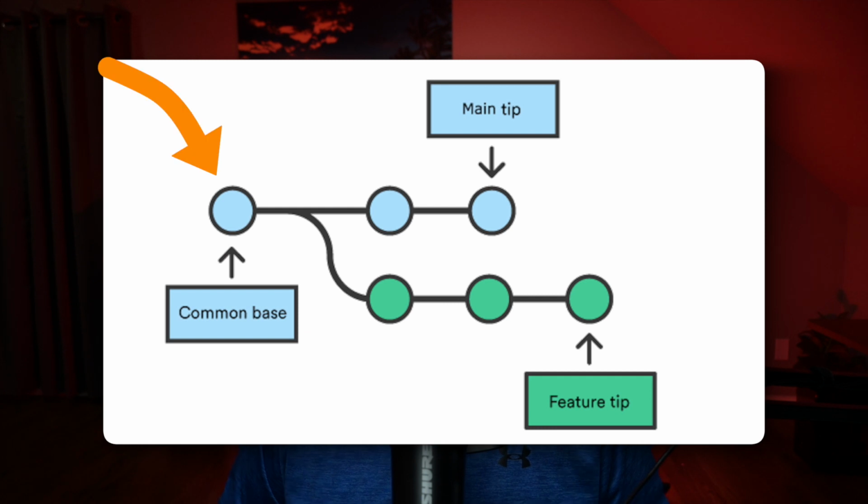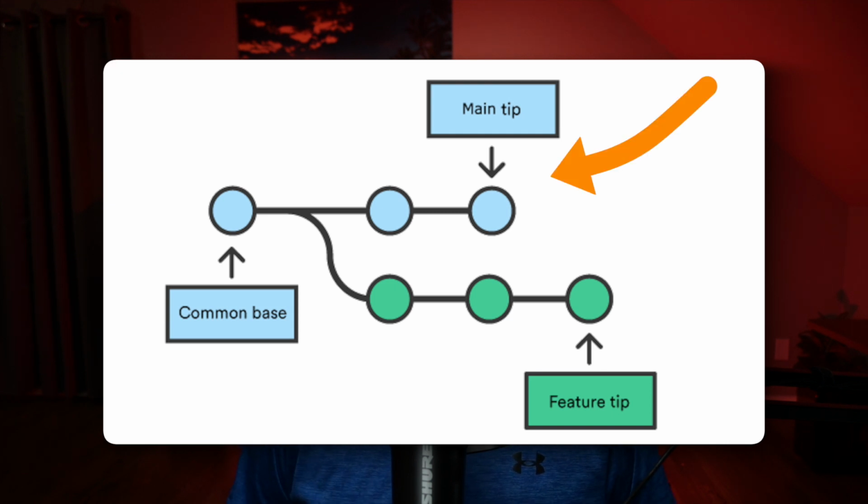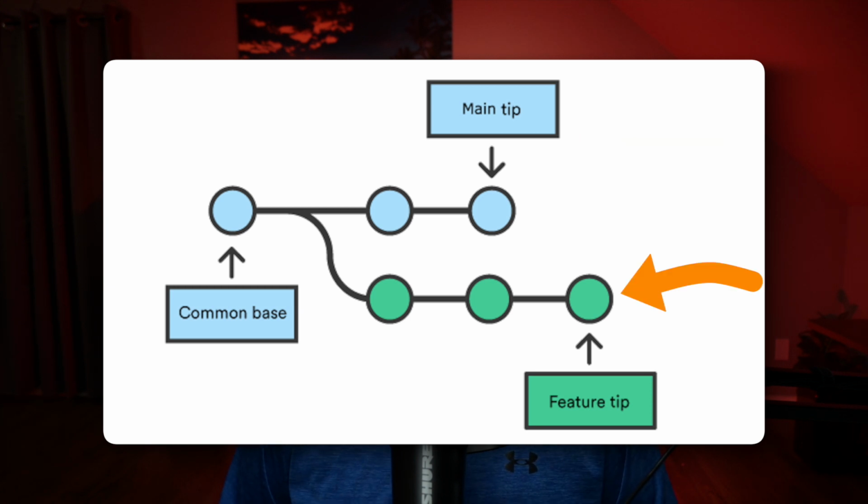The first is the base. This is the common ancestor between your branch's commits and the other branch's commits. The second is the incoming changes. In our example, this would be the commits that were done on the main branch. And the third part is the current changes. This is the commits that you have made on your branch.